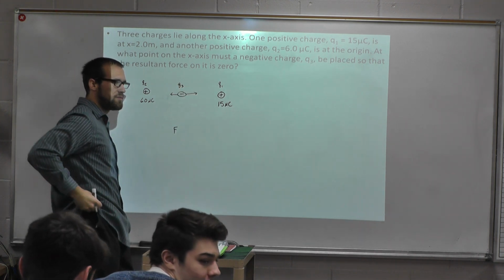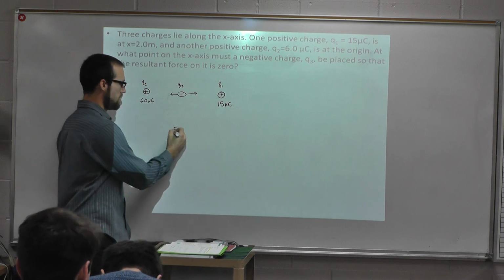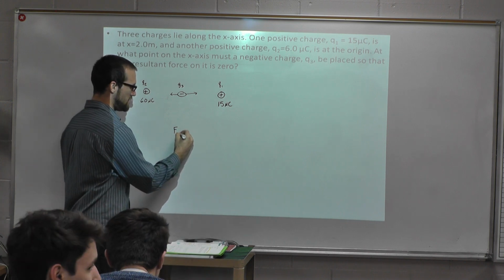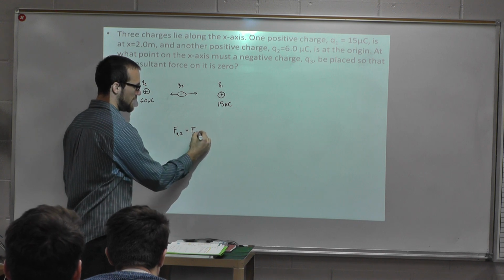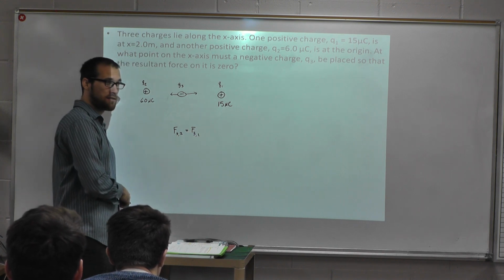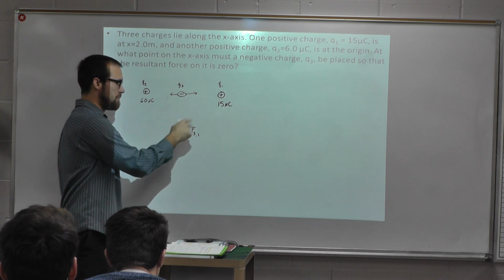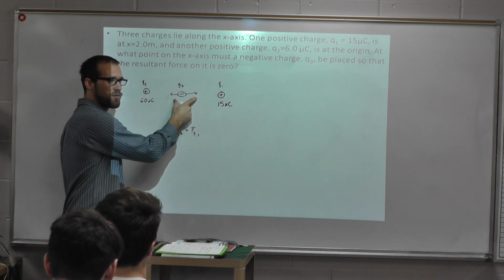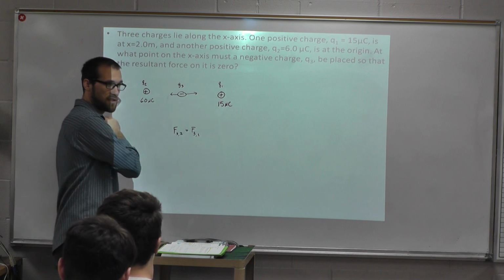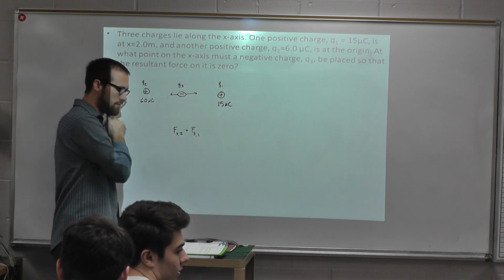So for the net force to be 0, the force on 3 by 2 must equal the force on 3 by 1, correct? Correct. They're equal and opposite, they'd have opposite signs, but we know they're going to be opposite signs based on the direction. Does that make sense? Okay?